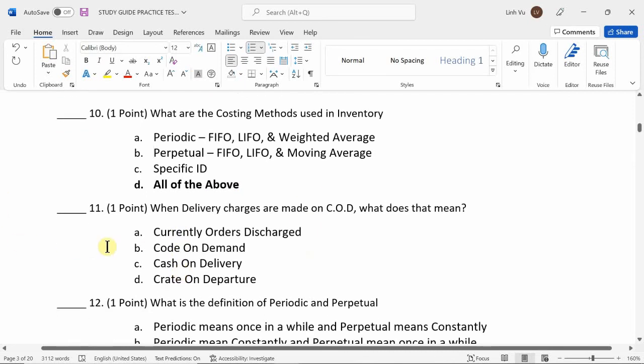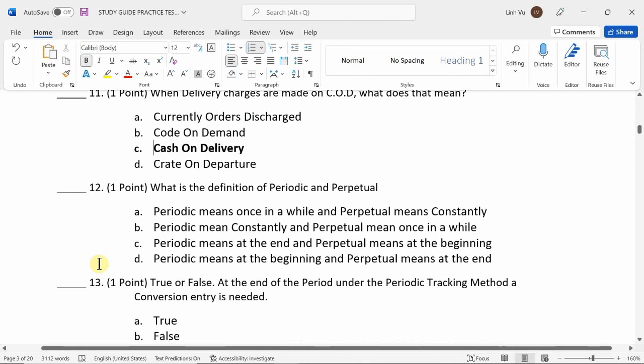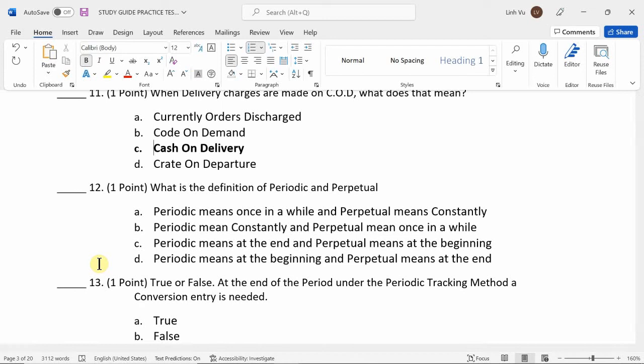Okay. Number 11, okay? When delivery charges are made on COD, what does that mean? Cash on delivery. Yes. Okay, not code on demand, not currency orders discharge, and definitely not crate on departure. Okay? It could be possibilities, but cash on delivery is the correct one. Okay? Number 12. Okay? What is the definition of periodic and perpetual?